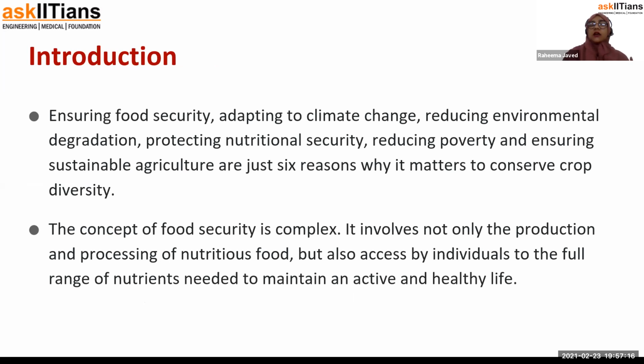When we say improvement in food resources, we are not just tackling one problem, we are tackling at least six problems, which include food security, adapting to climate change. We are also focusing on reducing environmental degradation. We are protecting national nutritional security, reducing poverty, and we are also ensuring the most important thing, that is sustainable agriculture. So these are just six reasons why it matters to conserve crop diversity.